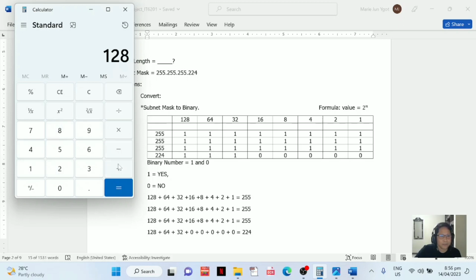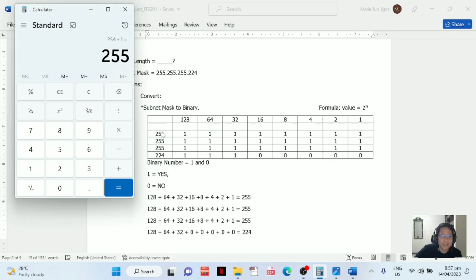128 plus 64 plus 32 plus 16 plus 8 plus 4 plus 2 plus 1. So we got 255.